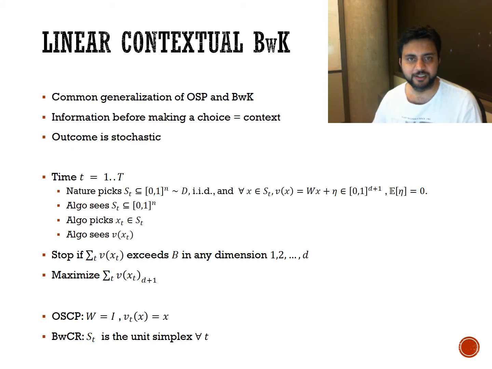The problem we consider is a common generalization of these two problems. Some information is seen before making the choice, like in OSP. This is called the context, but the outcome is still stochastic, like in BwK. In time step t, nature picks a set S_t, and for each vector x in the set, the context, nature picks an outcome vector v that is a linear transformation of x plus a zero mean noise. The algorithm only sees the set S_t of contexts and has to pick one of them, like in OSP. But the outcome is v of x_t, which is stochastic, like in BwK. There are budget constraints, and reward maximization is the goal as before.